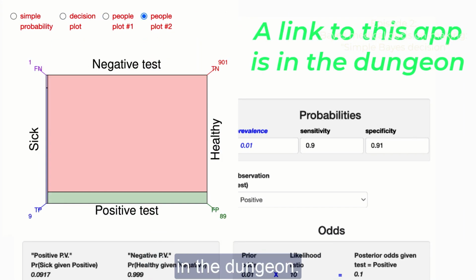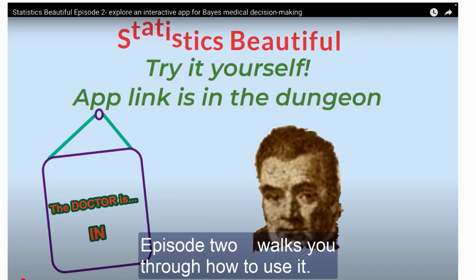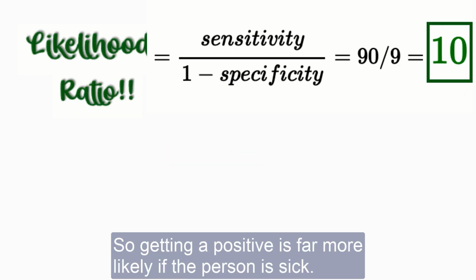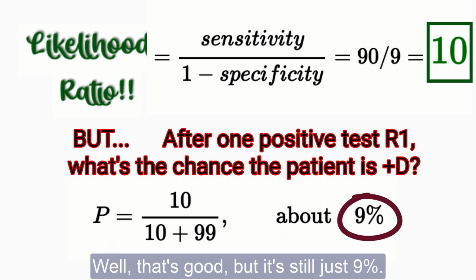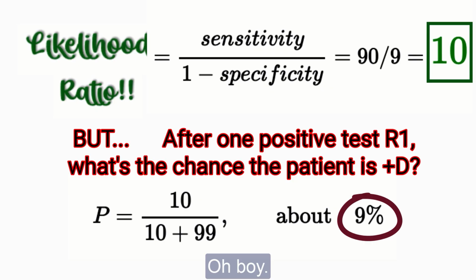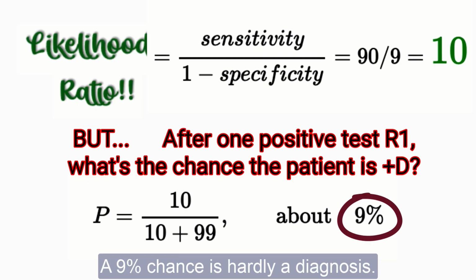A link is in the dungeons. Episode 2 walks you through how to use it. Pretty easy. So getting a positive is far more likely if the person is sick. Well, that's good, but it's still just 9%. Oh boy, a 9% chance is hardly a diagnosis.